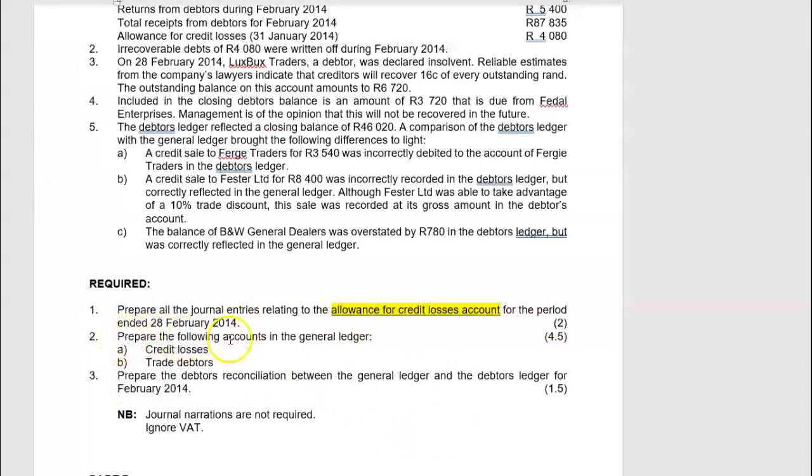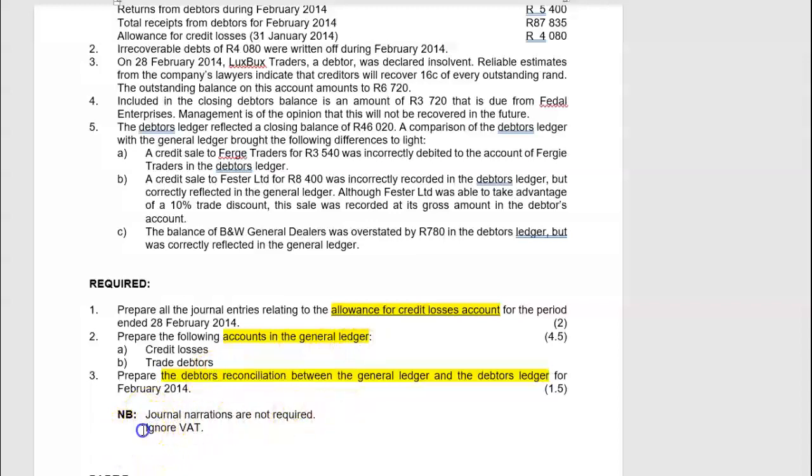Then I also want you to do the following accounts in the general ledger, so T accounts, credit losses and trade debtors. So draw the T accounts in the meantime, and then we're going to start filling those accounts in as we go along. And then the last part is prepare the debtors reconciliation between the general ledger and the debtors ledger for February 2014. So that is the reconciliation, the debtors control account with the debtors list balance as at the end of February.